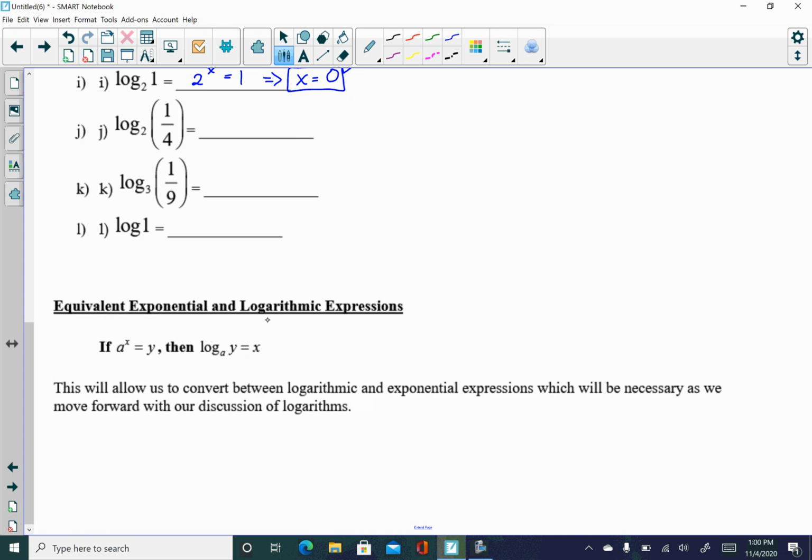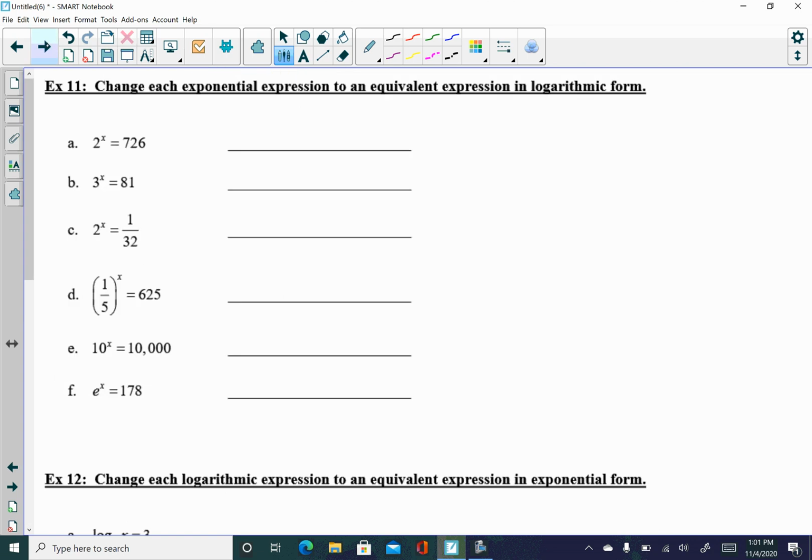And these are equivalent exponential and logarithm expressions. If a to the x equals y, then log base a of y equals x. So essentially what we're going to look at on the next page is how we go from exponential to logarithmic and vice versa, logarithmic to exponential. You can see here that the base of the exponential becomes the base of the logarithm, and that's a correlation there. And then the exponent is what you equal, and the what you equal is the argument. Okay, so that's the correlation. I think you'll see it better on the next page though when we actually put it to some problems.